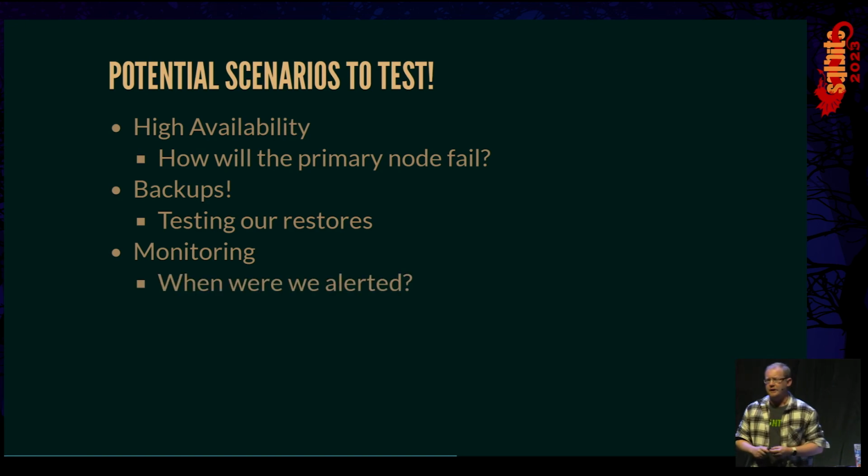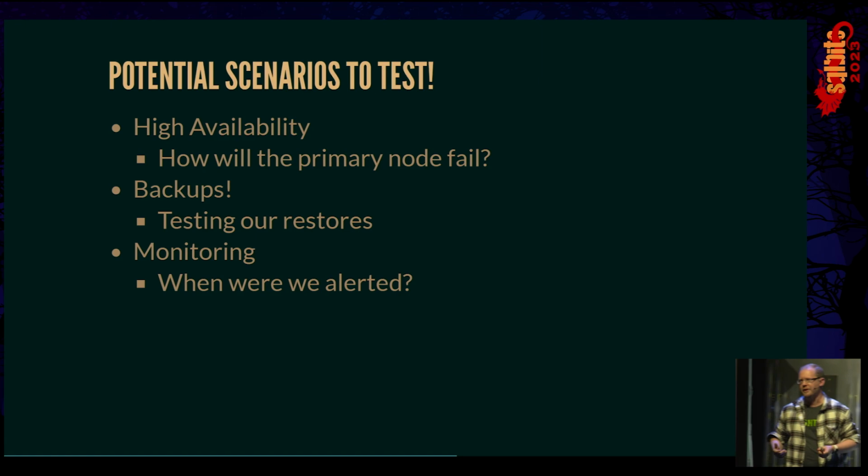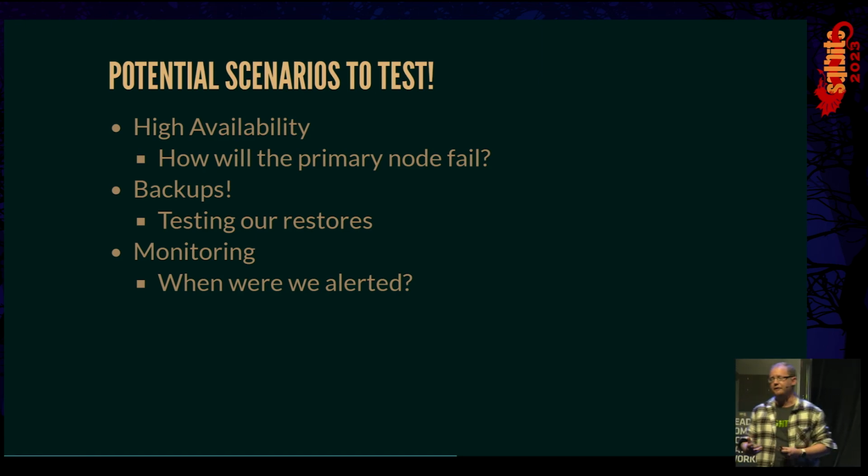Your monitoring systems are a point of failure. In my last place, we used Nagios. Nagios goes down, I don't get alerts. I don't know what's happening in my environment. We have to build some sort of HA for that. But when do we get alerted?